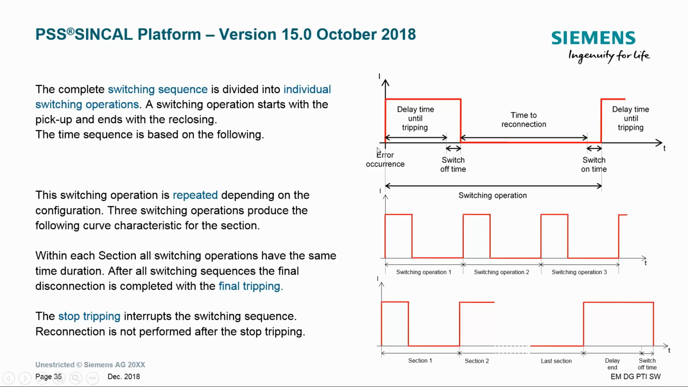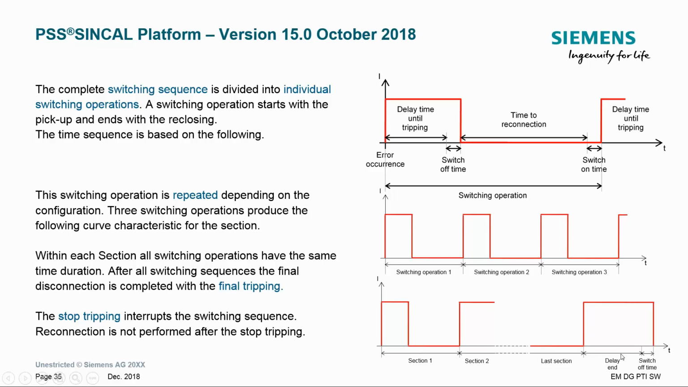For instance, you have a fault. After a delay time, according to the protection device, there will be a switch off time. Then we have the disconnection. Then we will have the waiting time of the reclosers, the switch on time again, and then the protection device switches on again to the network. And this is the first cycle, and then the next cycle comes later. So we can have the different switching operations in the different sections after each other.